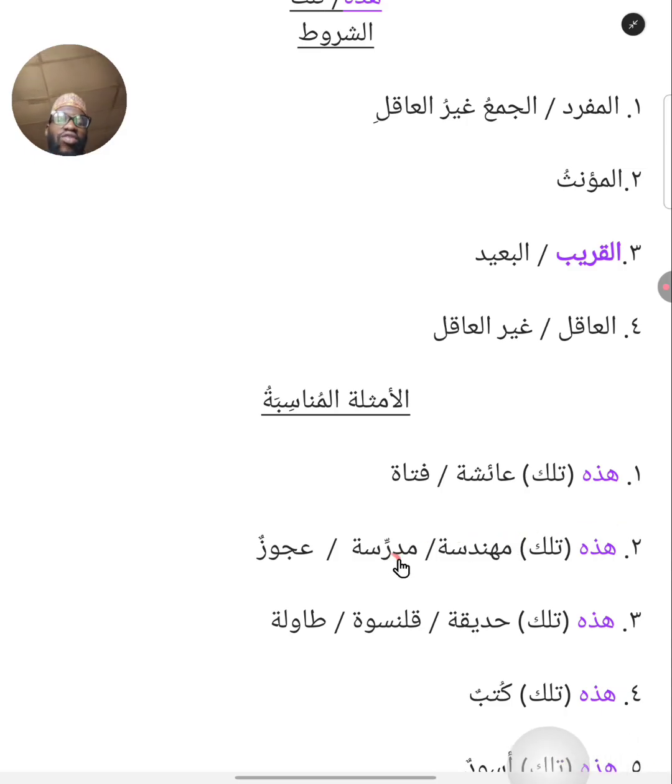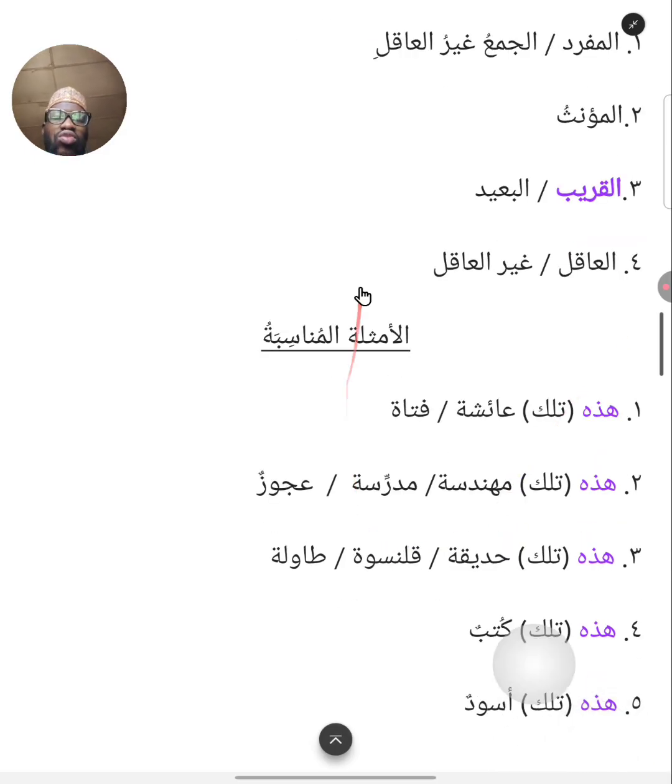So hadhihi qalansuwatun. So qalansuwatun also meets the conditions, despite the fact that it is ghayrul akil. So qalansuwatun means cap. This is a cap. Hadhihi qalansuwatun wa hadhihi tawilatun. Tawilatun means table. So hadhihi tawilatun. So table is ghayrul akil. It is not rational. So it is still correct with that.